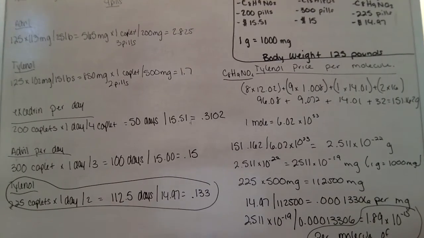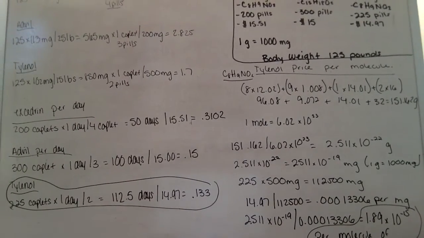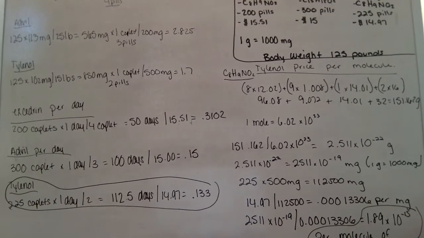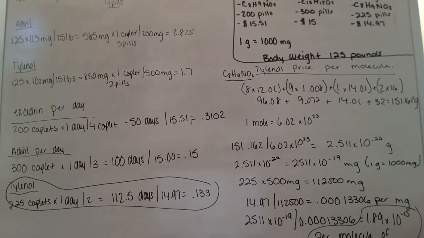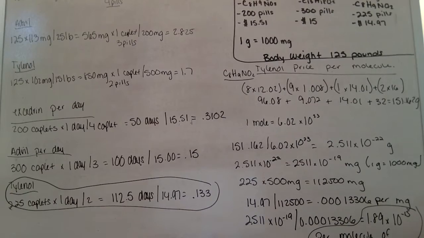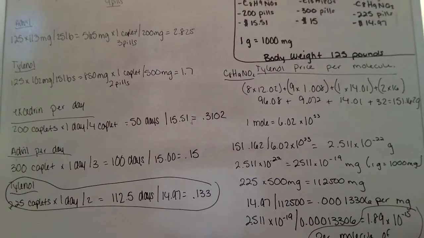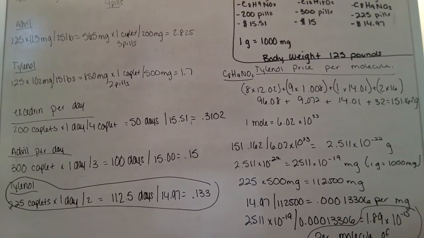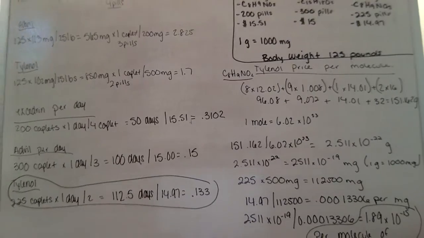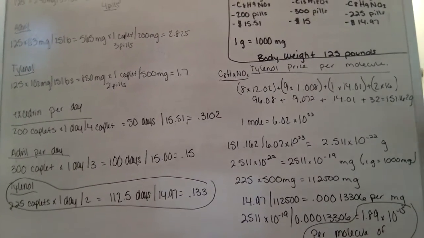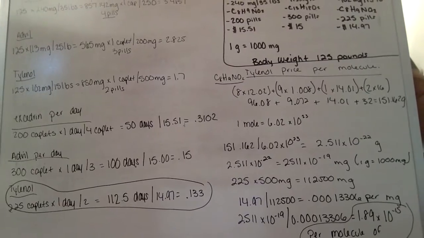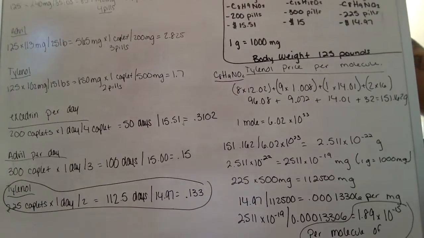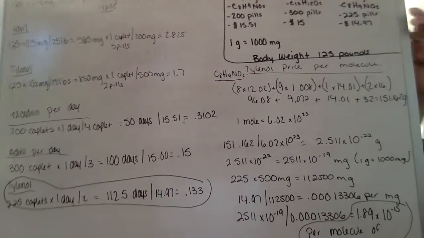So then lastly, we got Tylenol, which it's 225 caplets that comes in the bottle times 1 day, and then we got 2 pills per dose, so we divide by 2 to get 112 and a half days worth. And that we rounded up to about 13 cents. So Tylenol is going to be our cheapest medication to cure our headache.